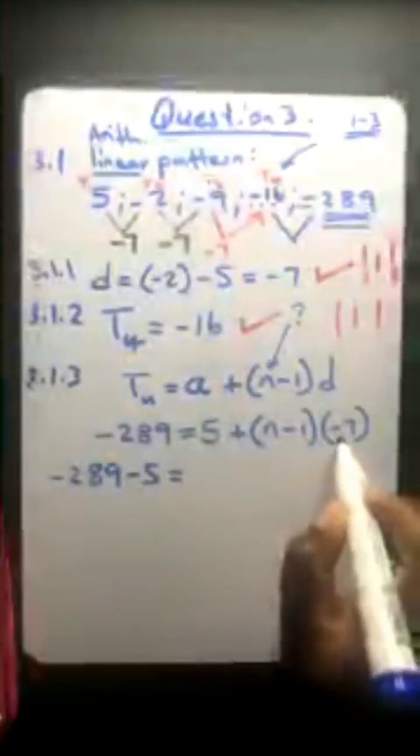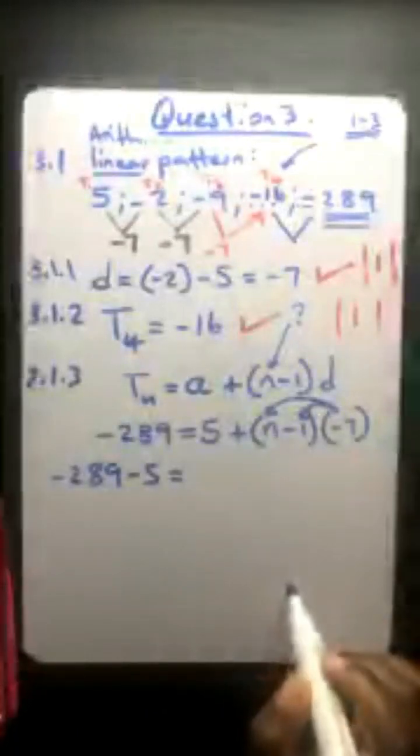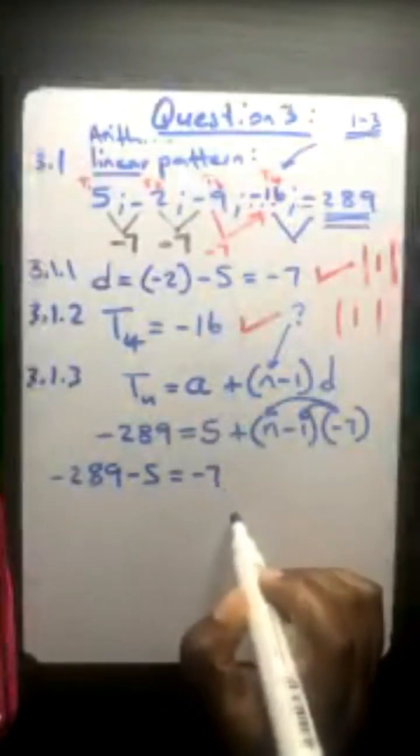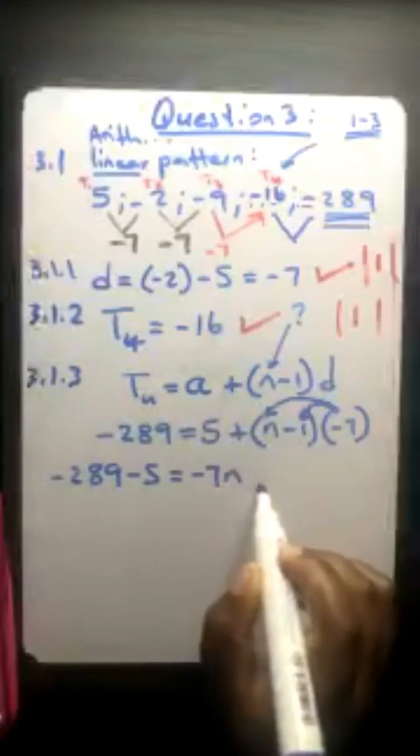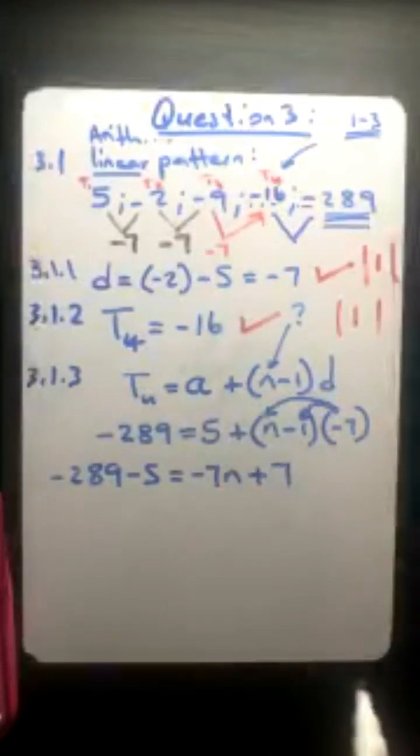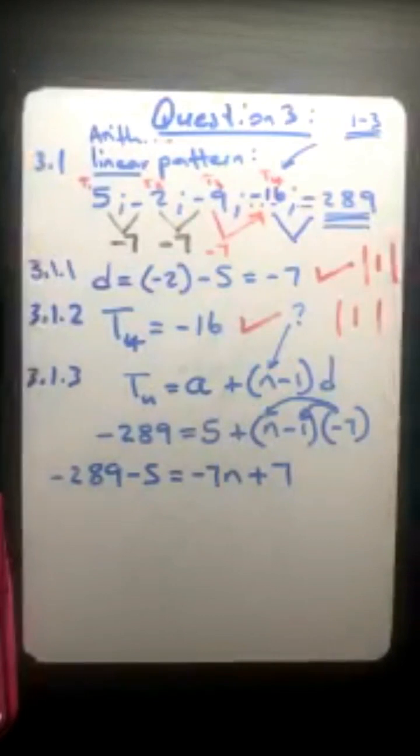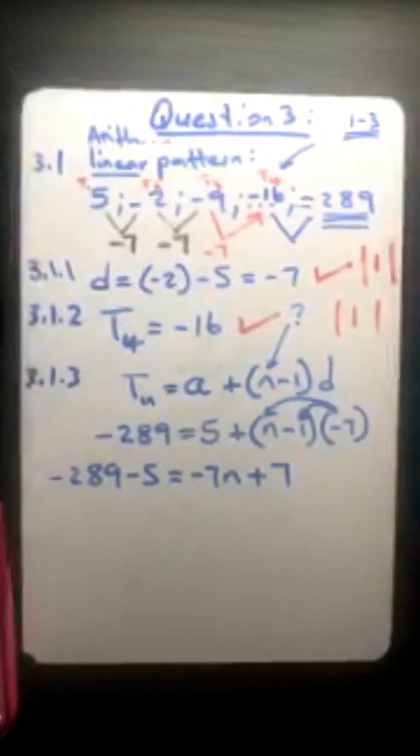So here you are going to multiply that by that by that. So what are you getting there? You're having negative 7 and you are having positive 7. So just make sure that you follow what I'm doing there.